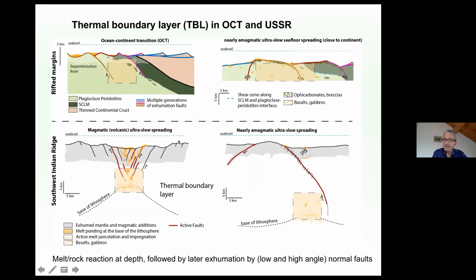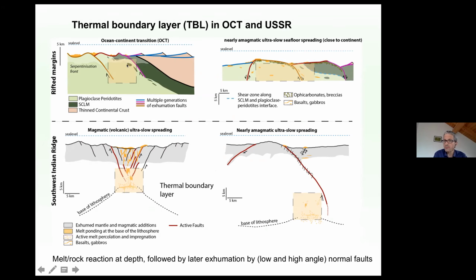If we now compare these thermal boundary layers in these simple sketches, on the upper two diagrams, you can see figures that show a summary of rifted margins towards the ocean-continent transition. And on the lower hand side, you see images from the ultra-slow southwest Indian ridges, which are inspired by Mathilde Canat. Then the area where you get this melt rock reaction is indicated by this orange box. It is clear that on an active ridge system, this would happen at a couple of depths, depending on the thickness of this thermal boundary layer.